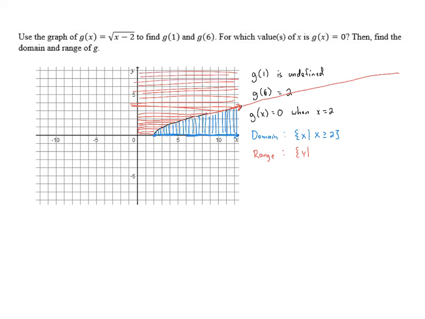And so if we look at the y-axis to see which points are projected onto, we can see that this includes all of the positives. It does include 0, but it doesn't include any negative numbers because our graph doesn't dip anywhere below the x-axis. That means the range is going to be the set of numbers y such that y is greater than or equal to 0.